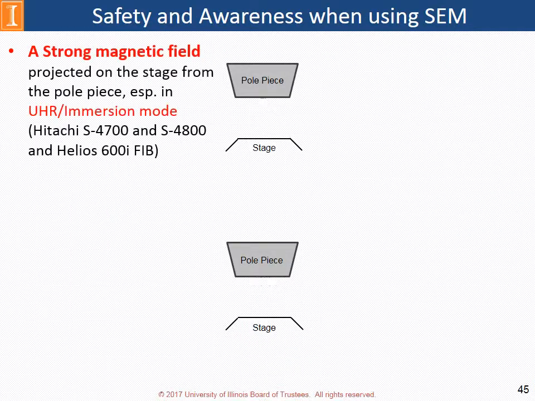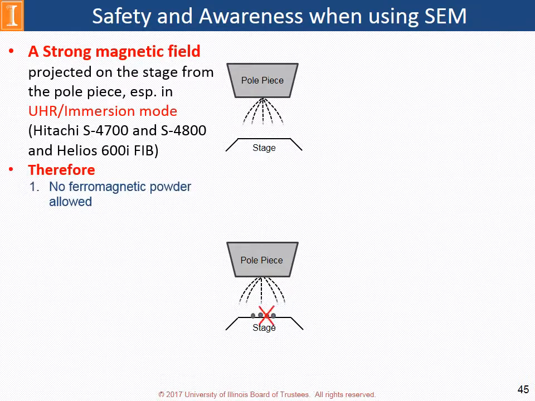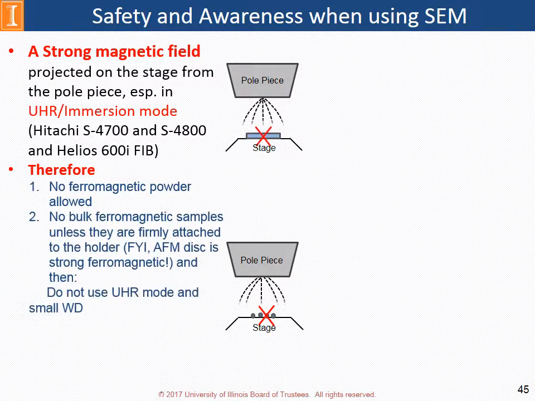Please be aware, a strong magnetic field is projected on the stage from the pole piece, especially in ultra-high resolution mode, which in some microscopes is also called immersion mode. Therefore, we cannot work with ferromagnetic powder, and we cannot work with ferromagnetic bulk samples unless they are firmly attached to the holder. For your information, the AFM discs are strongly ferromagnetic, so please remove them before you start your SEM session.